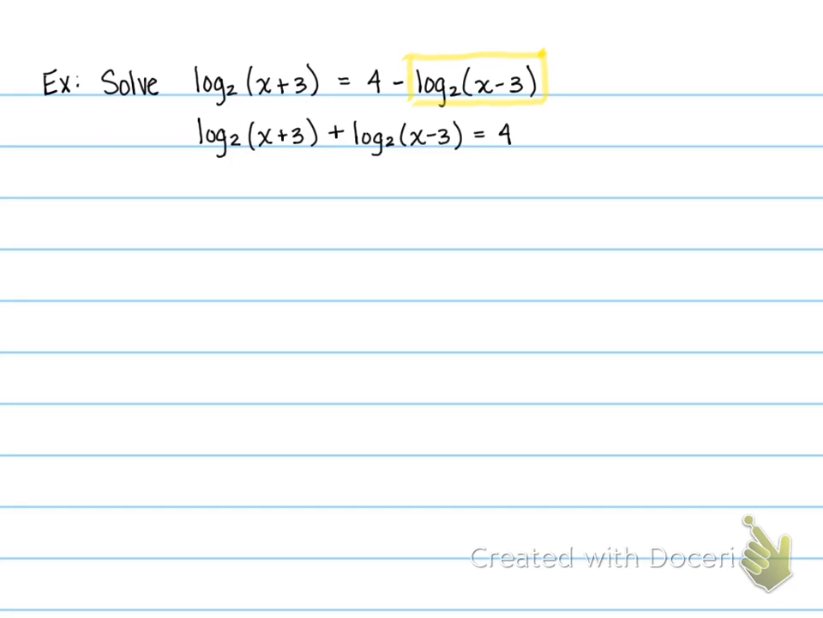So anytime you have a logarithmic equation and you can condense one side into a single logarithm, that's the route you want to take. So I have addition here. The coefficients of both those logarithms are 1, and so I don't have to worry about bringing up any exponents. And then it's addition, and so I can rewrite this as log base 2 of x plus 3 times x minus 3.